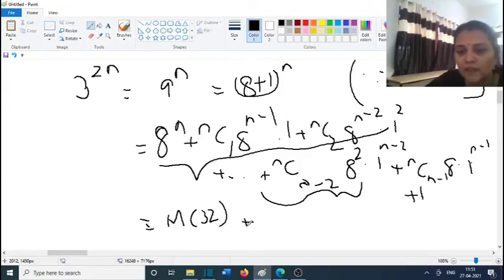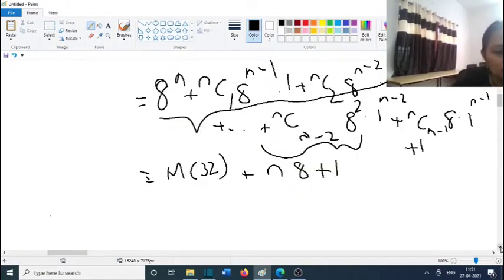8 cube is 8 into 8 square, so this is a multiple of 32. So 8 raised to n is a multiple of 32, 8 raised to n minus 1 is a multiple of 32, up to 8 square is a multiple of 32. Now the next term is n into 8, plus 1.